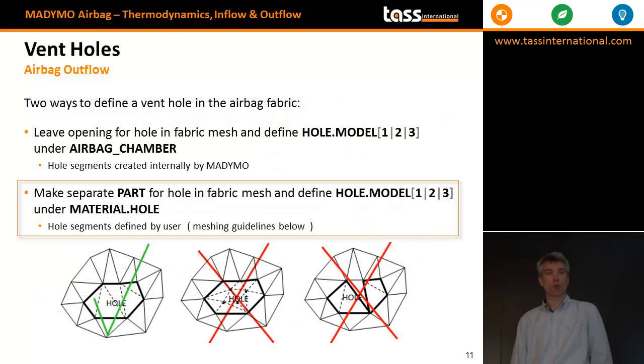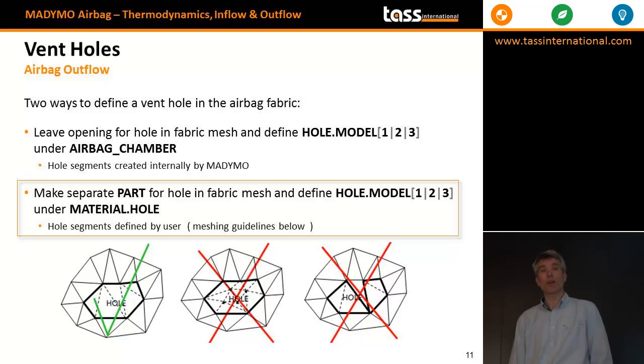Vents, or holes if you like. As already said, you can define them in two ways. You can define them under the airbag chamber, or you can make a separate part of them. 3 models are available. The third one is applicable for gas flow only, and then only between 2 chambers, not to ambient. Most commonly used is the hole model 1.